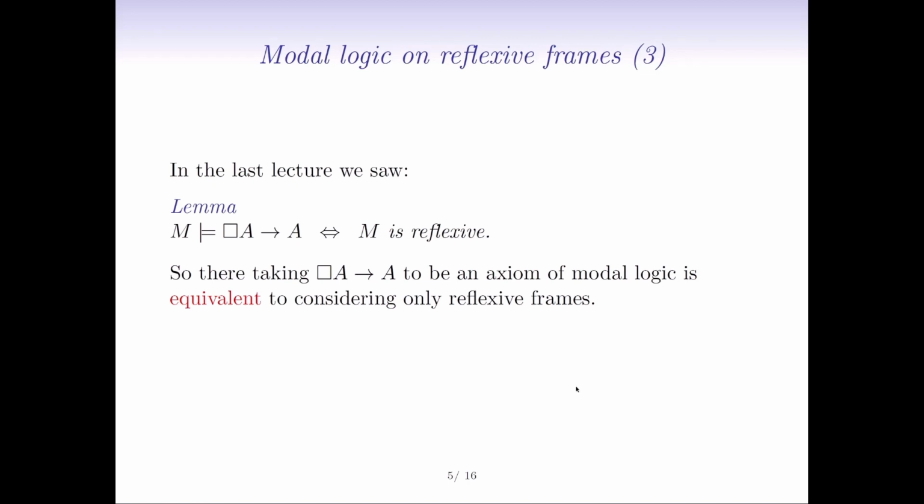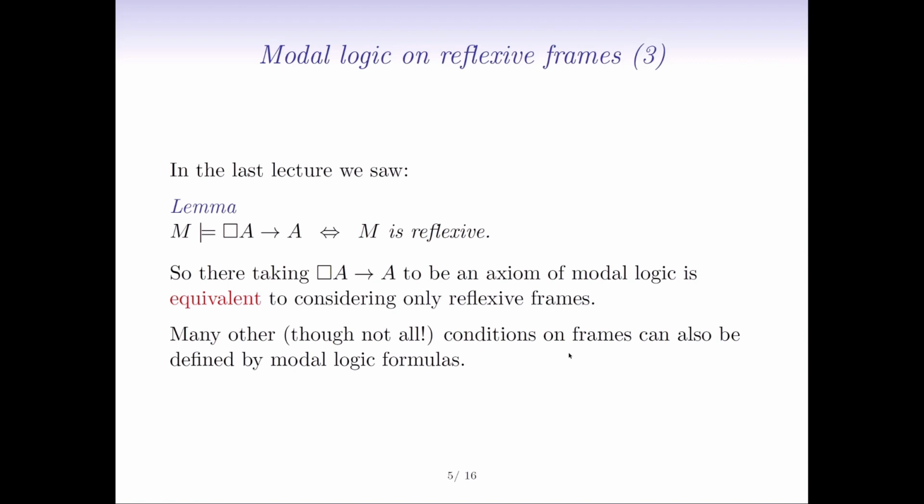So, because these conditions are equivalent, then there's no difference at all between taking box A implies A to be an axiom, something which is always true, like the law of excluded middle or something like that, or just imposing the condition on our frames that they must be reflexive. Of course, those two things are exactly equivalent.